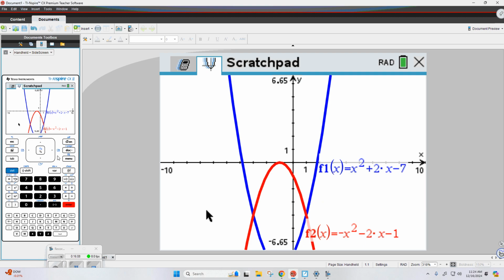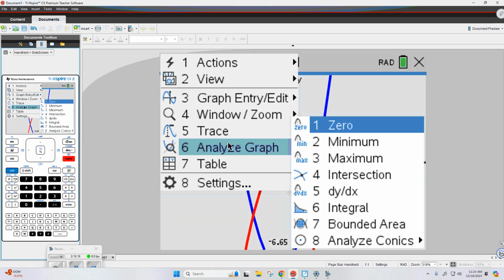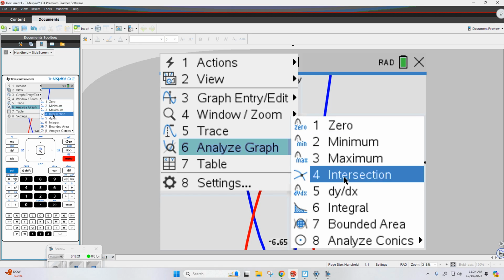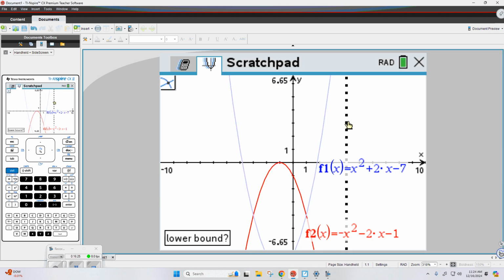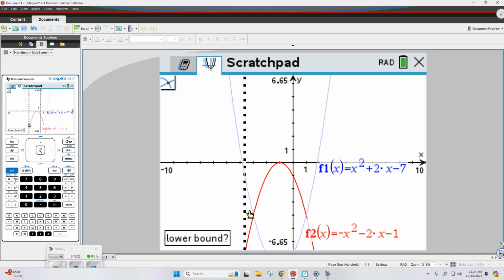So to find them, okay, first off, has everybody got the two graphs? Does anybody need help? I'm going to hit menu. Okay, we're going to analyze the graph. I'm looking for the what? Intersection. And remember, we've seen this before. As soon as I do this, it's going to give me this vertical line, and it says lower bound. So let's say I want to find this one first on the left. Where would I put the line? What does lower bound mean? There you go. It means just to the left of what I'm looking for.